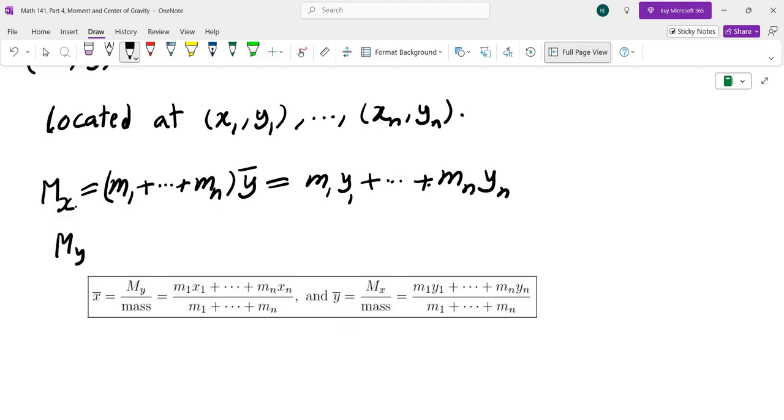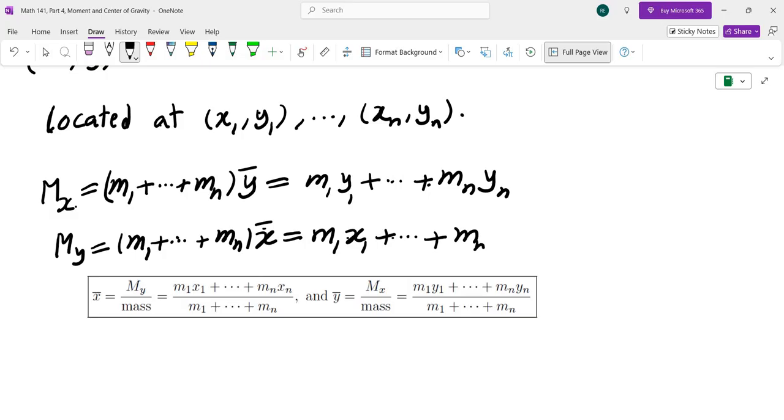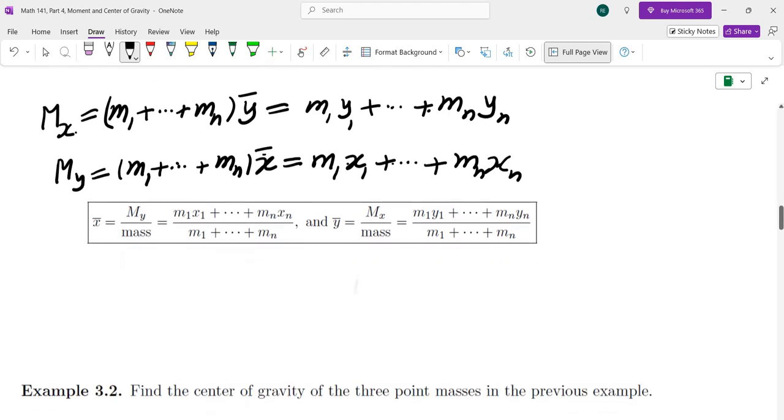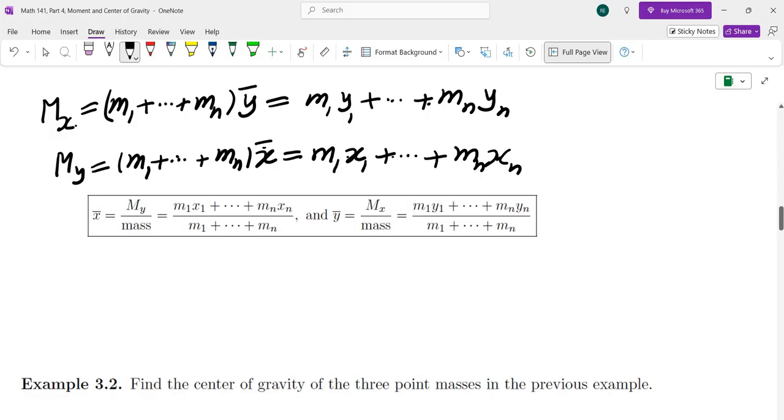So M sub y is going to be m1 all the way to mn times x bar, which is the same as m1 x1 all the way to mn xn. So that means x bar is equal to M sub y over the total mass, which would be m1 x1 all the way to mn xn, divided by the total mass m1 through mn. And y bar would be M sub x divided by total mass, which is m1 y1 all the way to mn yn, divided by m1 plus all the way to mn. So that's the formula for the center of mass.